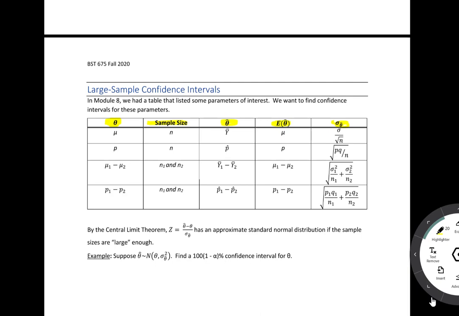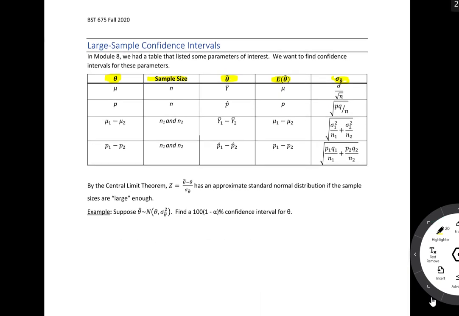If we want to construct an interval, we need to account for that variability. Also recall that by the central limit theorem, if Z is equal to theta hat minus theta, divided by its standard error, in other words, we're subtracting off the mean and dividing by the standard deviation of that estimator, that is going to have an approximate standard normal distribution if the sample sizes are large enough.